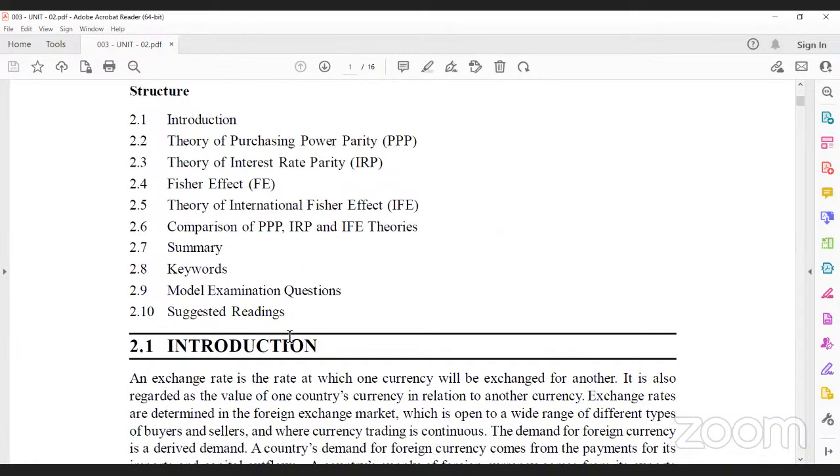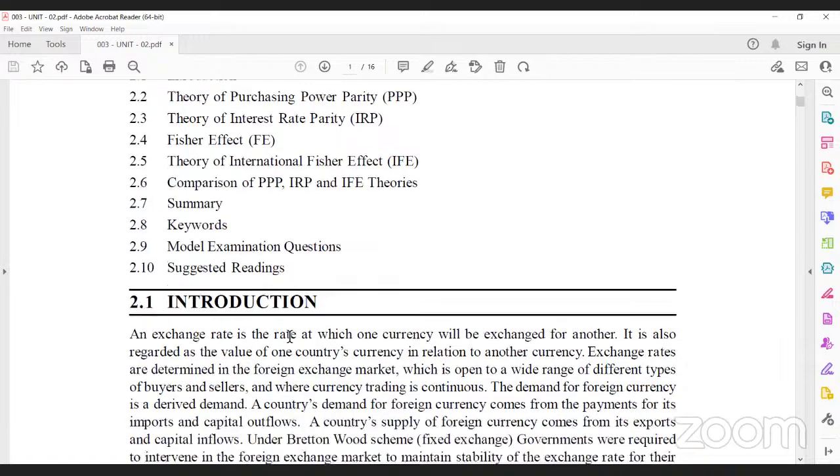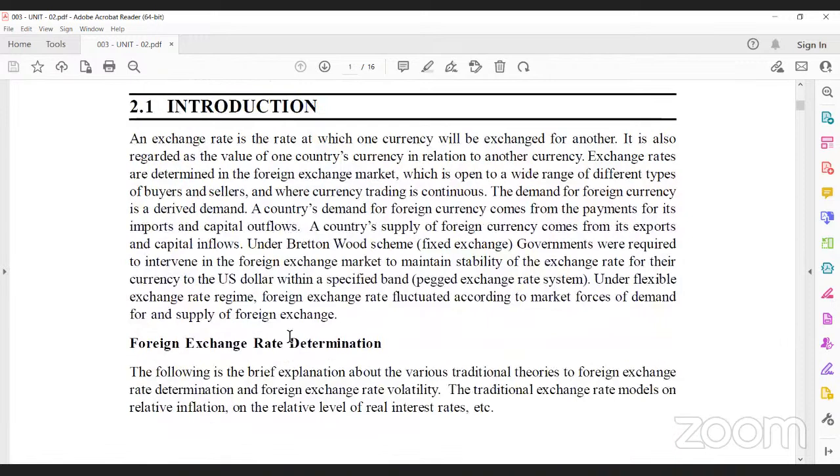And as you can see on the screen, the present structure of the unit consists of introduction, theories of purchasing power parity, theory of interest rate parity, Fisher effect, theory of international Fisher effect, and finally, there is a comparison of PPP, IRP, and IFE theories, concluding with the summary and the model question paper.